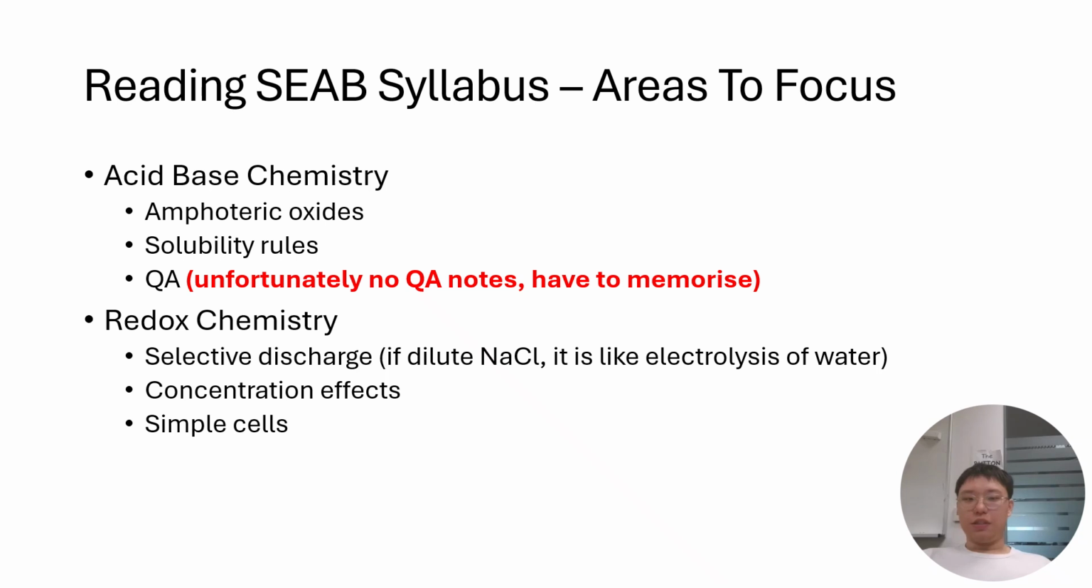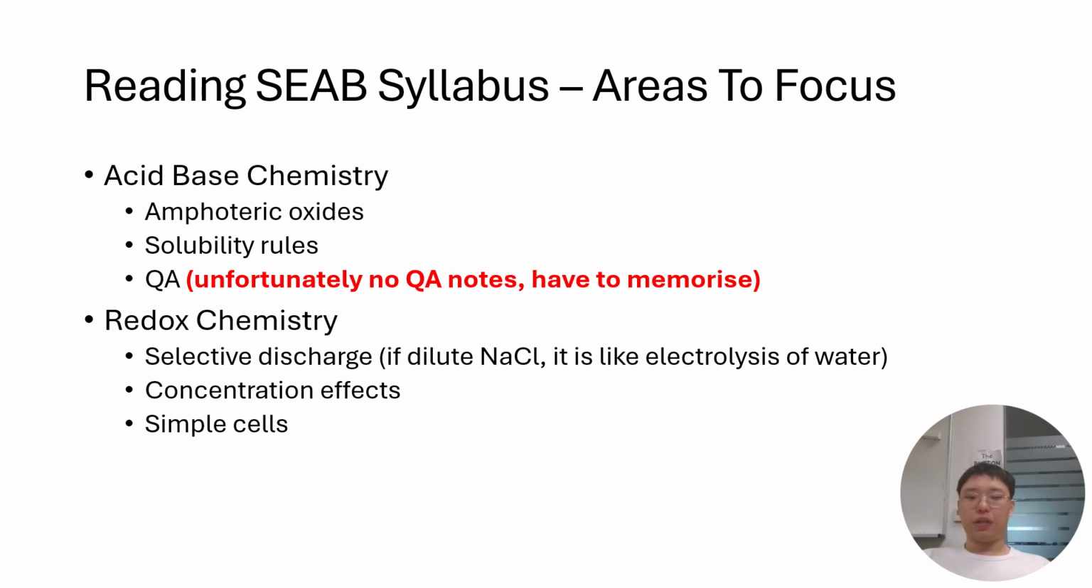When I read the SEAB syllabus, I realized that there were about 4 key areas that I should focus on. This is assuming that my chemistry foundation on the earlier topics is already okay, so I will focus on the more complex topics. The first would be acid-base chemistry. I will focus on amphoteric oxides, which could be pretty confusing, and solubility rules, as well as QA. And QA is particularly tricky because unlike the practical experiment, there are no QA notes provided this time.